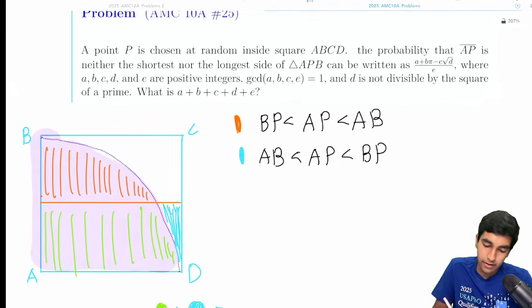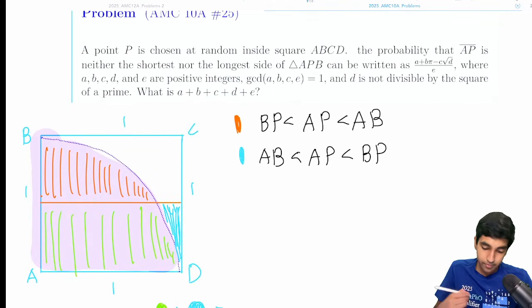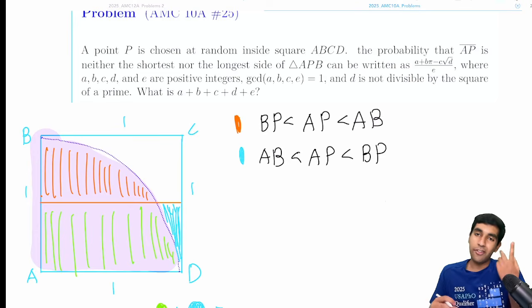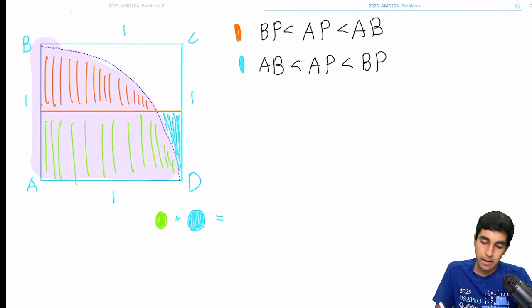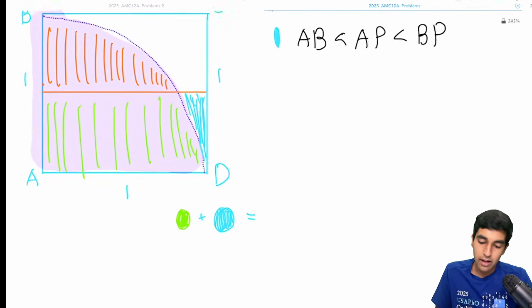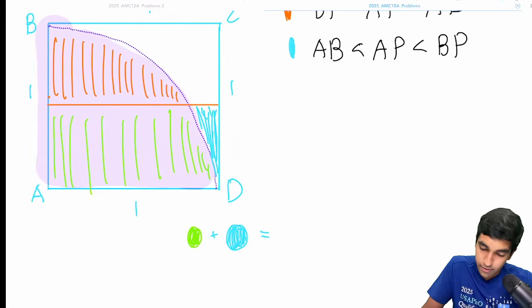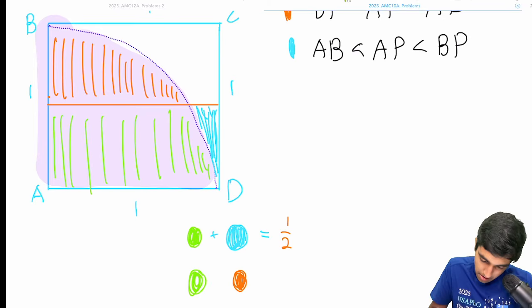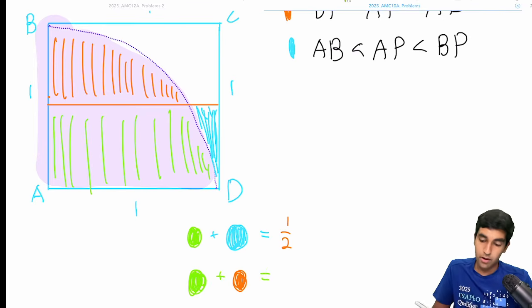Let's just say arbitrarily our side length is 1, sorry. So our probability is just the ratio of the area of this to the area of the square, but the area of the square is 1, so that gives us a nice, neat little simplification. So now we're just finding the area, essentially. So green plus blue equals half, right? And then we have orange plus green, which is also going to be equal to pi over 4, because it's 1/4 of a circle.